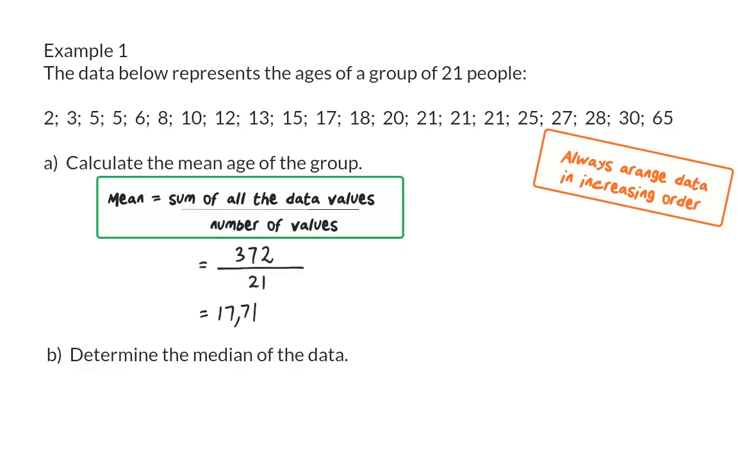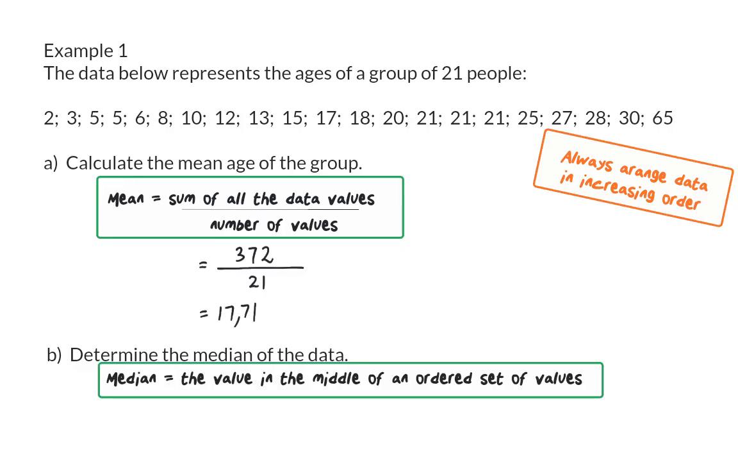Question B. Determine the median of the data. The median is the data value exactly in the middle of an ordered set of values. In our example, we have 21 values that we now need to divide in two groups to find that middle value. So, if I start on either side and one by one move closer to the middle, you will see that 17 ends up being exactly in the middle.